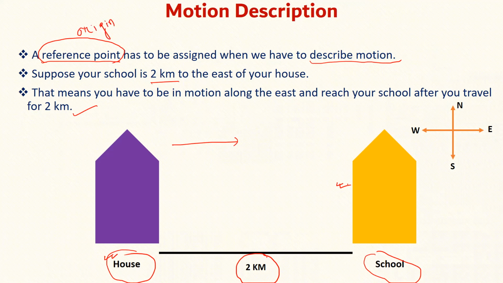So where your school is located, if I ask you the question, your answer should be: the school is located 2 kilometers to the east of your house. That is how we can describe motion, in terms of a reference point or an origin. I hope you have understood this.